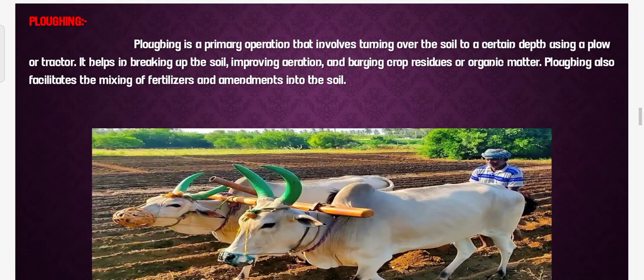Fourth, plowing. What is plowing? Plowing refers to the agricultural practice of turning over the top layer of soil to prepare the land for planting crops. It involves the use of a plow, which is a farming tool pulled by animals or powered machinery to break up and invert the soil.